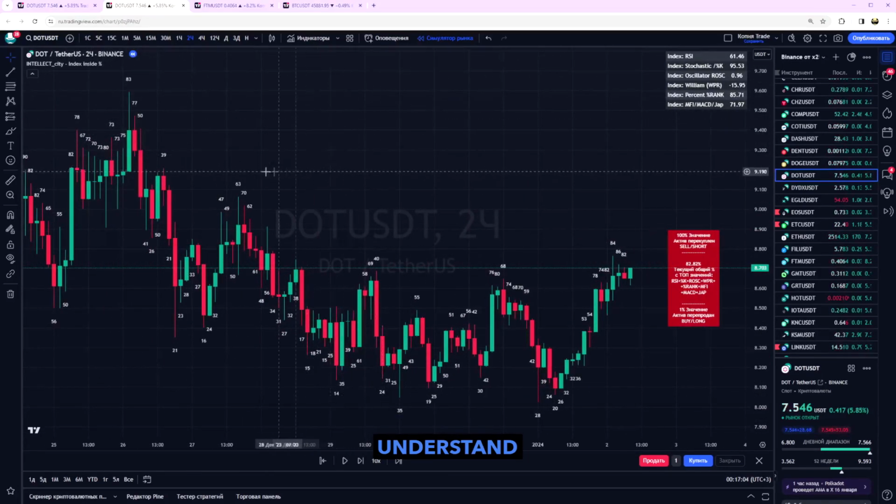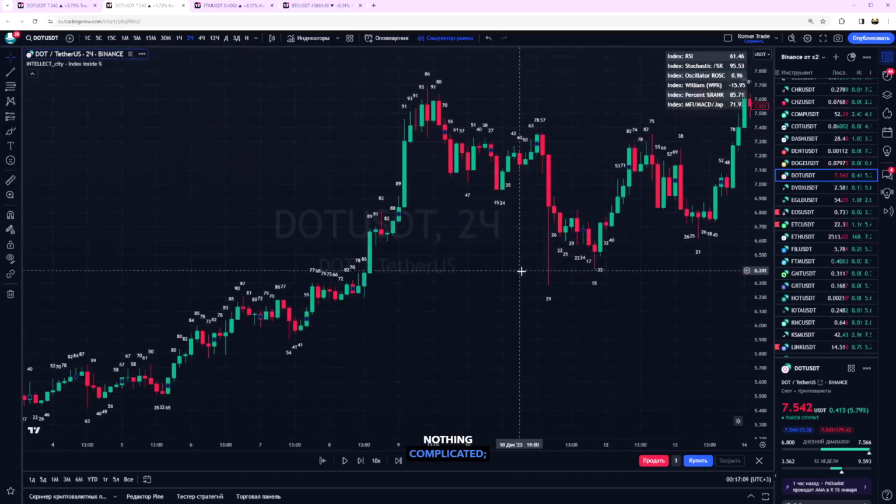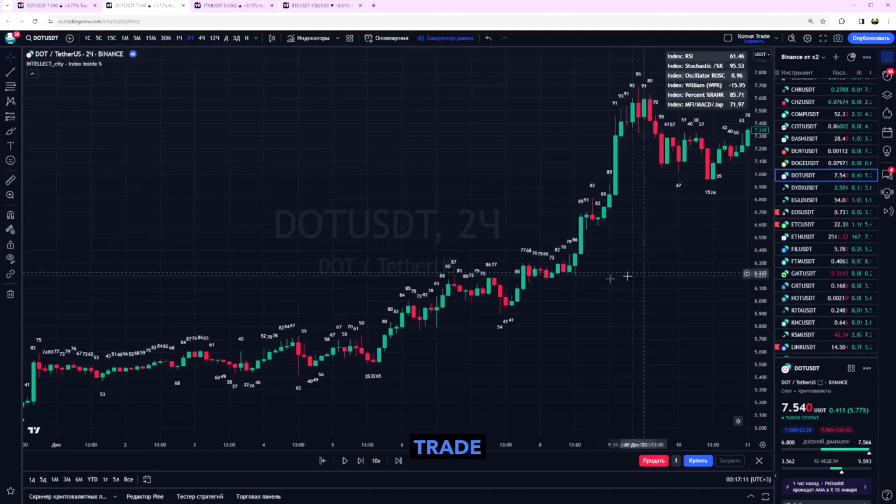So we roughly understand how it works. In principle, nothing complicated. In fact, it gives certain trade entries and good profit.